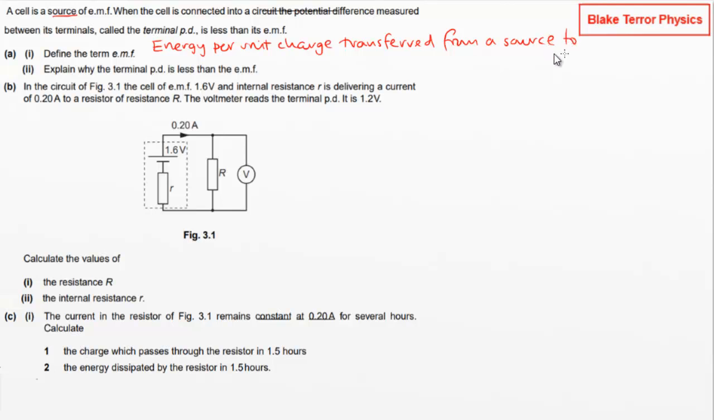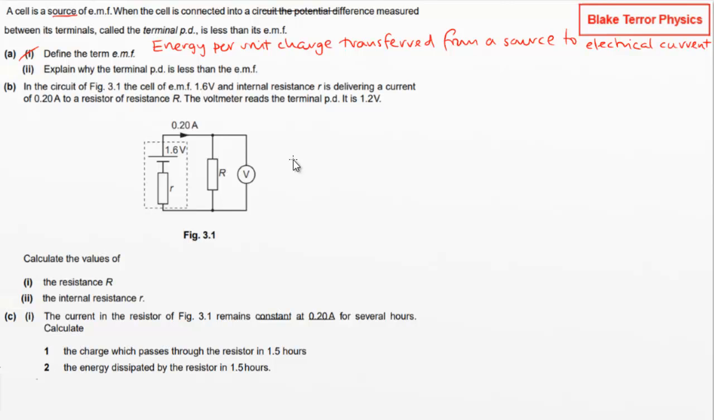And where's it transferred to? To an electrical current. So it's just putting together our terminology. This is what the thing is we're dealing with. We're dealing with some voltage. The voltage is energy per unit charge. What are we doing with that energy? We're moving it from a source to an electrical current. So yeah, that one does tend to catch people out when you have those EMF definitions.